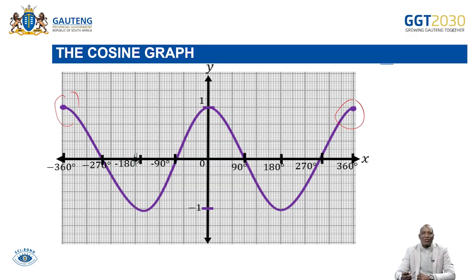Right, let's focus on a revolution now. We want to see after how many degrees does this cosine graph complete its cycle.